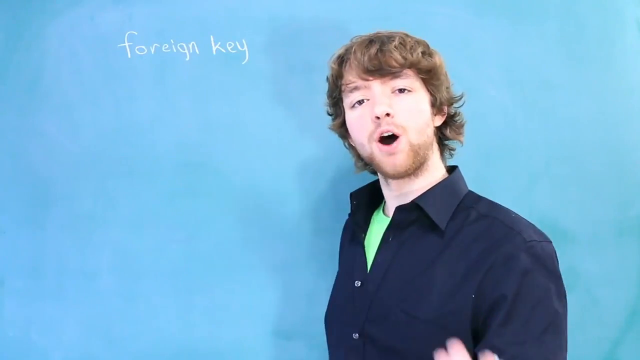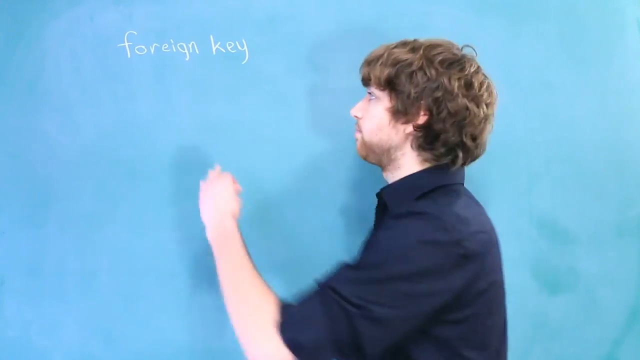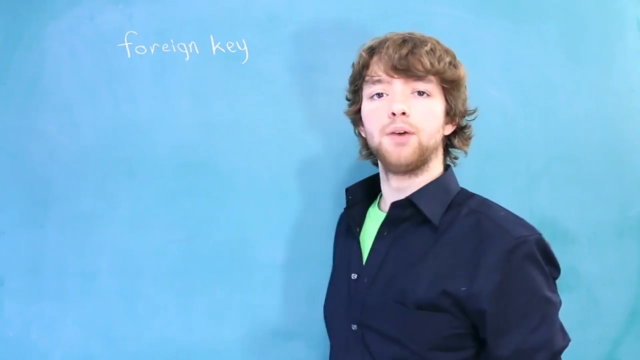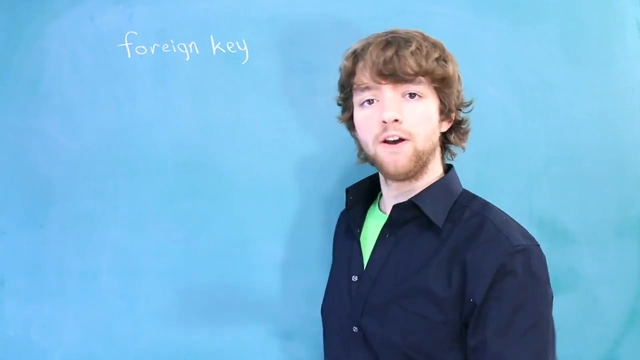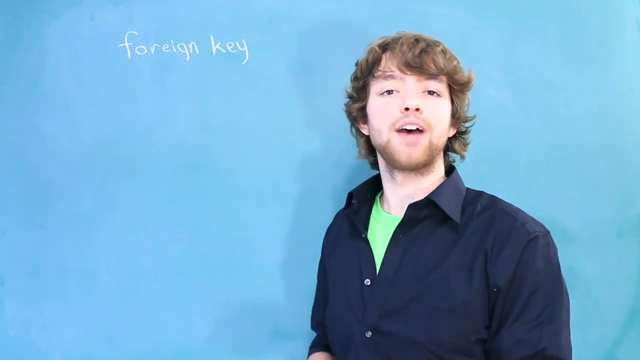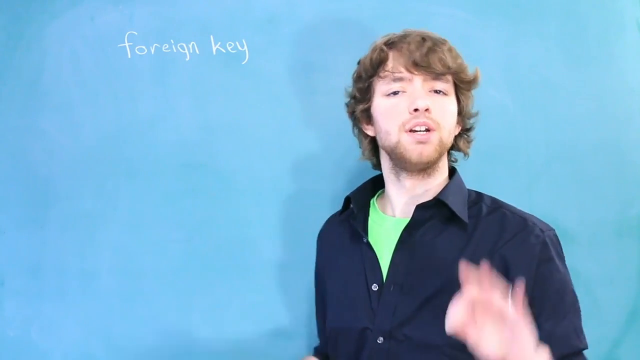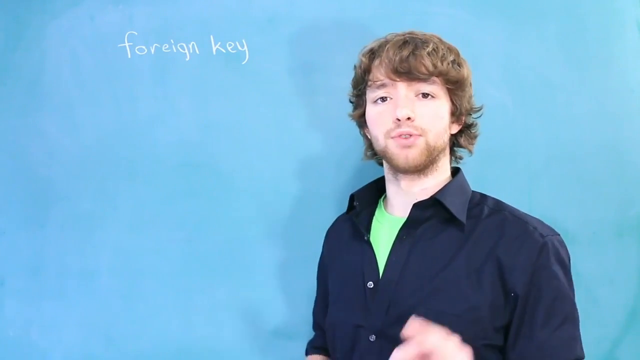But let's get started. The very first term that I'm going to introduce to you in this video is foreign key. Now, a column inside of a table can be labeled as a foreign key. And when you do that, you're telling the database that every single row for this column has to have a value that is in a different column. It's much easier to visualize, so let's draw that out.